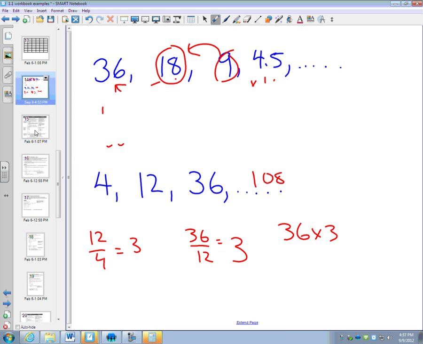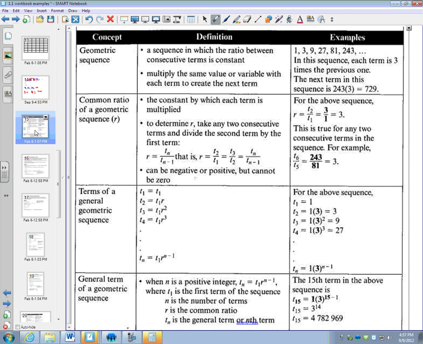In your textbook, you have your key ideas. A geometric sequence is a sequence in which the ratio between consecutive terms is constant. You multiply the same value or variable with each term to create the next term. The common ratio is called r. It's the constant by which each term is multiplied. To determine it, we take any two consecutive terms, two in a row, and divide the second term by the first term. So r, the ratio, is equal to the nth term divided by the term before it. In other words, term 2 over term 1, term 3 over term 2. If I had term 47, to find the ratio I'd have to divide it by term 46, one less. Okay?